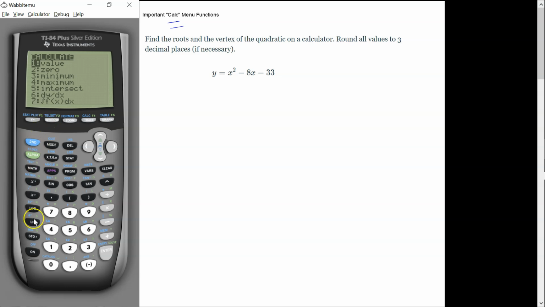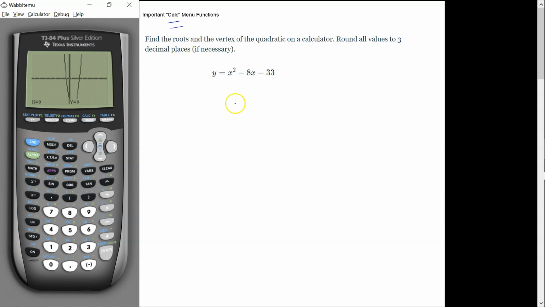So we're going to start by typing in this function. Okay, I've typed it in. I'm going to hit graph. Notice the whole curve doesn't quite fit on my screen. So I'm going to hit the zoom button and zoom out. And then I'm a little bit closer. What we want to see is the whole parabola.